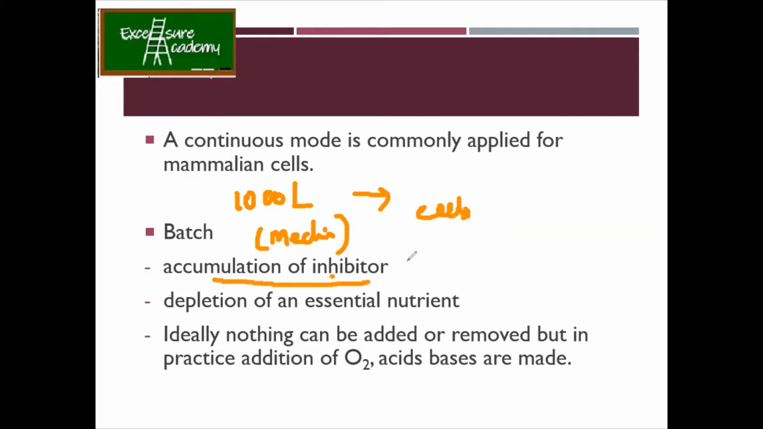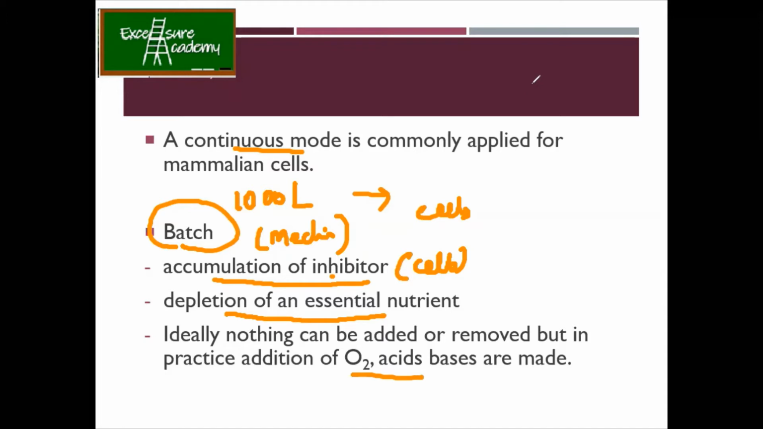Now these inhibitors are produced by the mammalian cells. Of course, there will be depletion of the nutrients. Ideally, nothing can be added or removed, but in practice, addition of O2, acid and bases are made. This is to maintain the pH, right? So that is batch culture. Now, what is continuous culture? It means you're continuously adding more media and removing the cells. Adding the media, removing the cells.